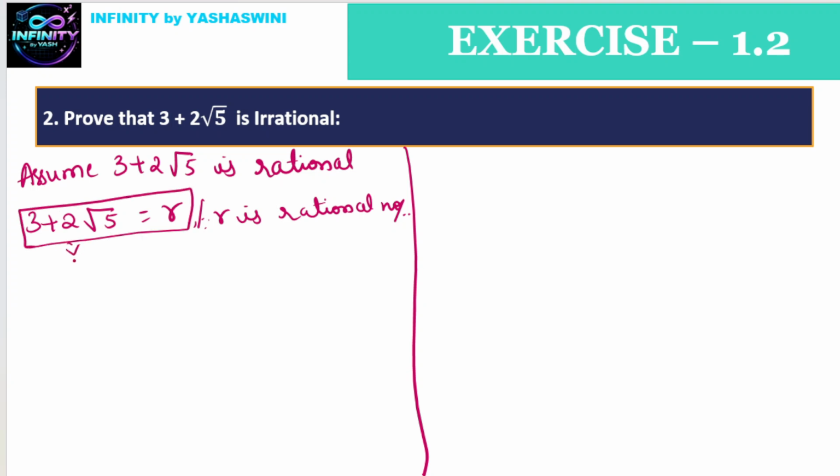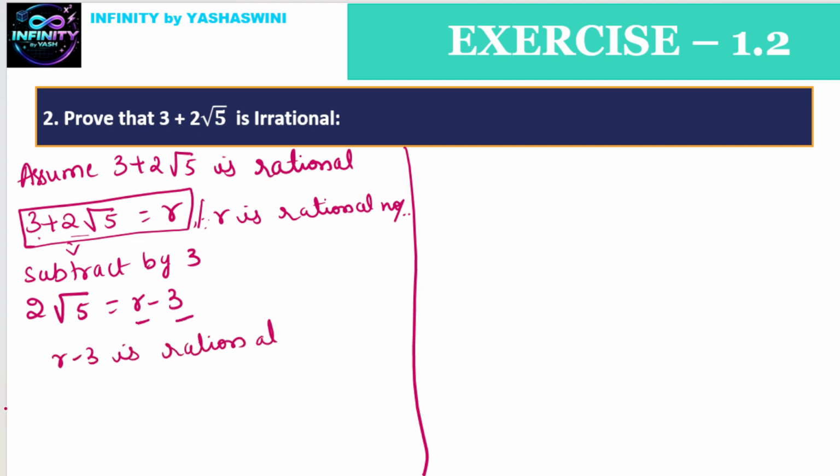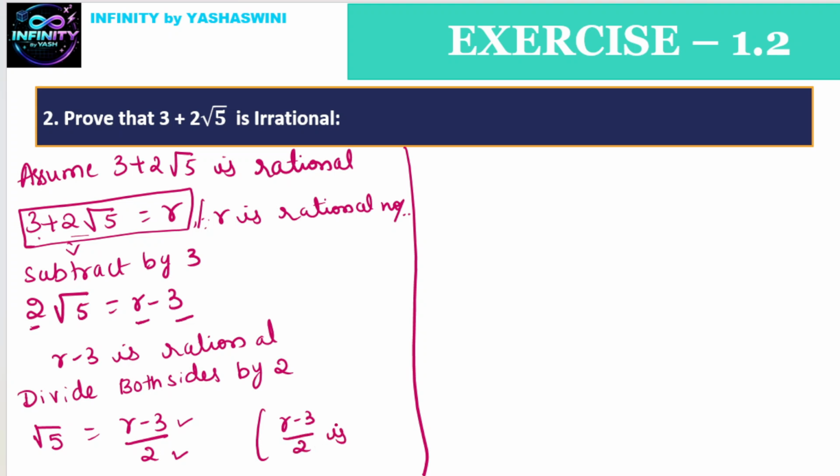Now subtract this equation by 3. So here if you subtract by 3, the remaining is 2 root 5, which is equal to r minus 3. Since both r and 3 are rational, r minus 3 is rational. The difference of two rational numbers is always rational. Now divide both sides by 2 to remove this 2, which becomes root 5 is equal to r minus 3 divided by 2. Since r minus 3 is rational and 2 is also rational, r minus 3 by 2 is rational.